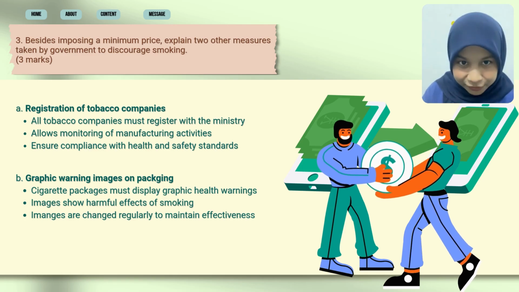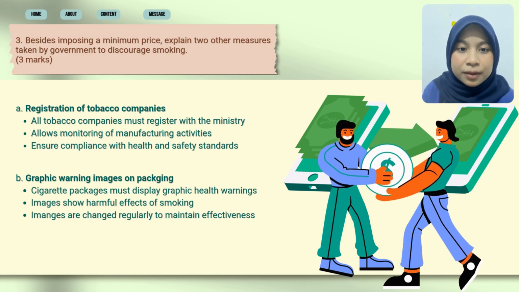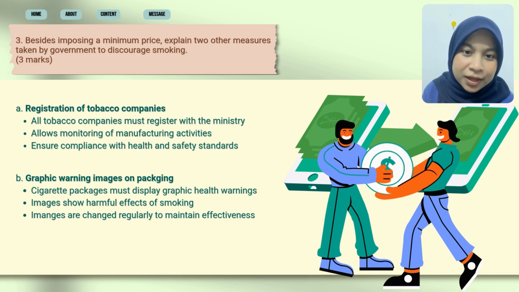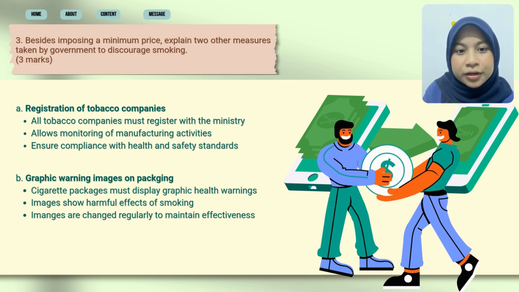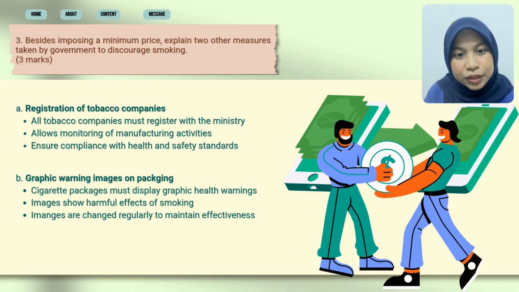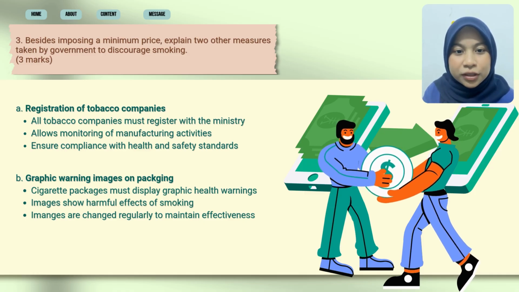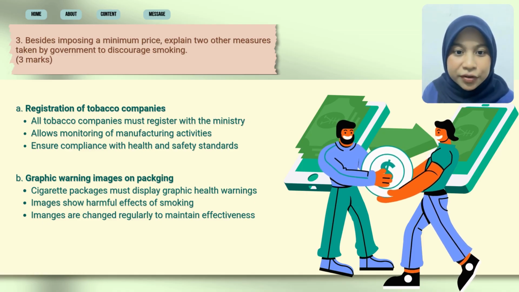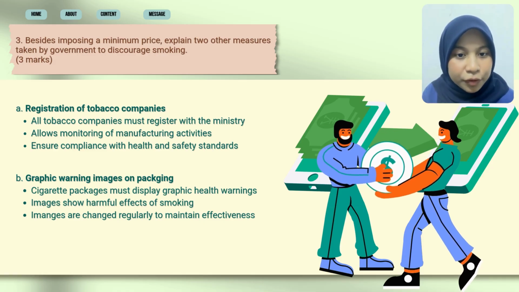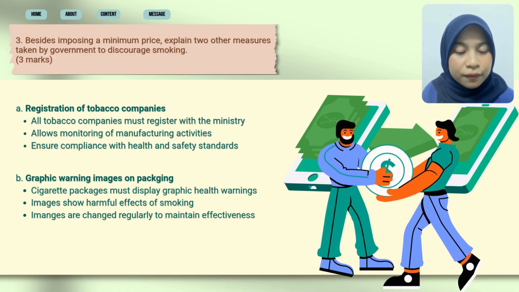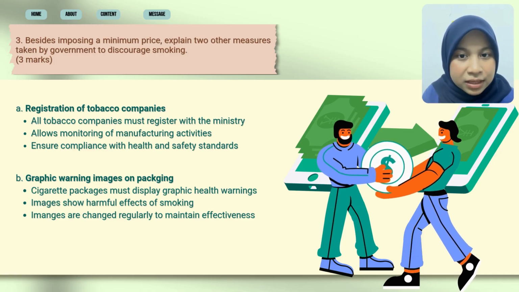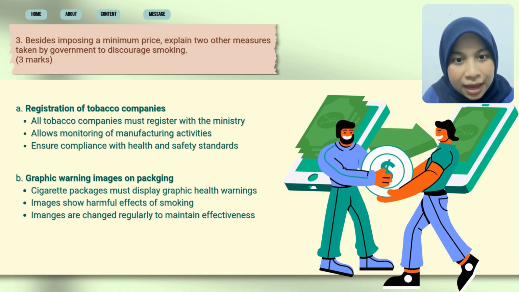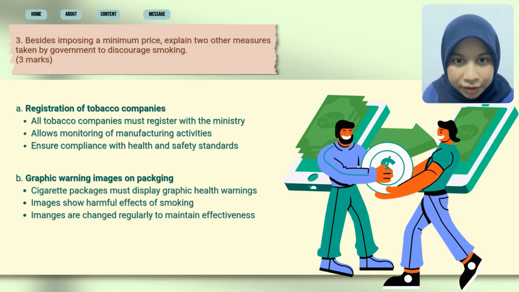Based on question number 3, the answer is, besides imposing a minimum price, the government has introduced other measures to discourage smoking. First, all tobacco companies are required to register with the ministry so their manufacturing activity can be monitored and regulated according to health and safety standards. Second, cigarette packaging must display graphic warning images that show the harmful effects of smoking. These images are changed regularly to ensure the health message remains effective and discourages smokers from buying cigarettes.